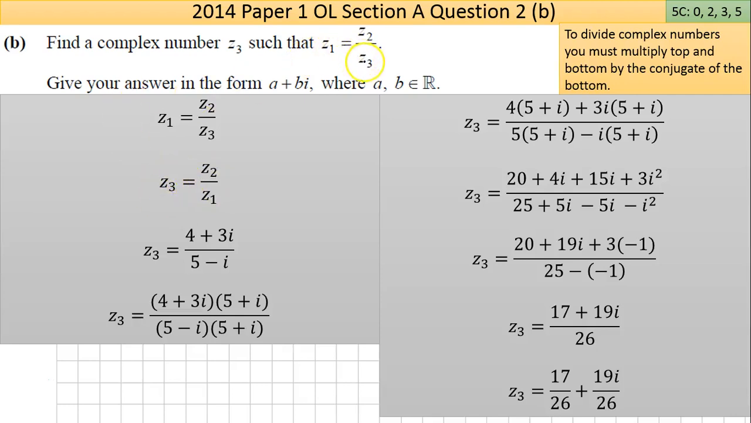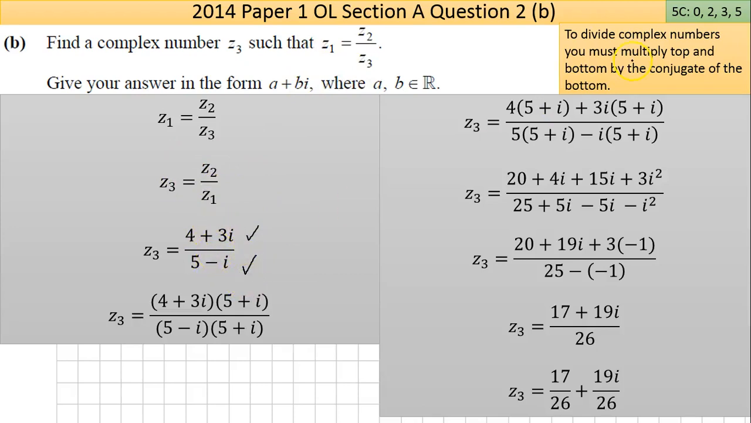Now, they could have asked this question a different way, and given you z3 and asked you to prove that z1 equals z2 over z3, which is more straightforward. But there's that little extra step that might catch you out. If I put in z2 and z1, I have them here, 4 plus 3i is z2, 5 minus i is z1. I've got to do division, okay?